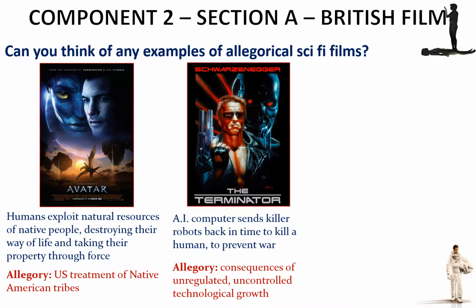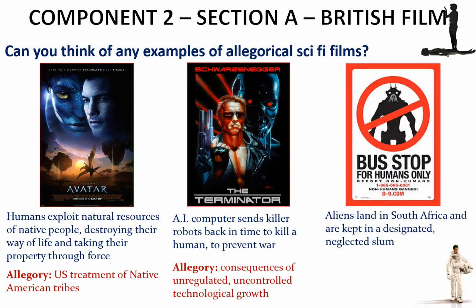So again, these films reflect aspects of our society. And a final example, District 9, a South African science fiction film. Aliens land in South Africa and are kept in designated neglected slums. This is a clear allegory and a criticism of the apartheid system in South Africa.